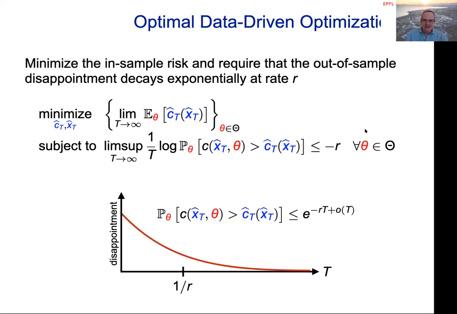And the constraints here actually ensure that the out-of-sample disappointment should be small. In particular, they ensure that the out-of-sample disappointment should decay at the prescribed rate R under every possible model theta. So indeed, if you multiply both sides of the constraints by T, and you just ignore the limsup for the moment, and then if you exponentiate both sides, then you will see that the constraint requires the out-of-sample disappointment to decay as e to the minus RT, asymptotically for large sample sizes T.